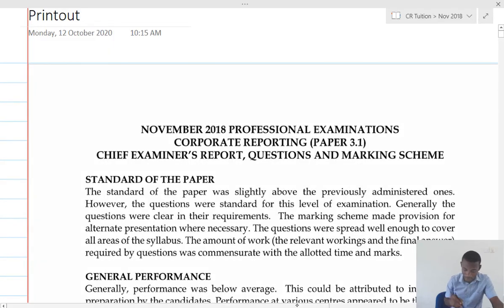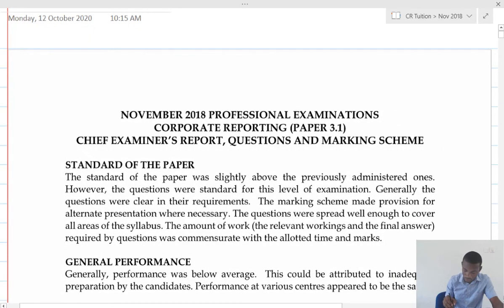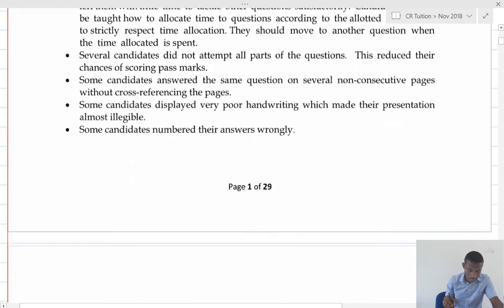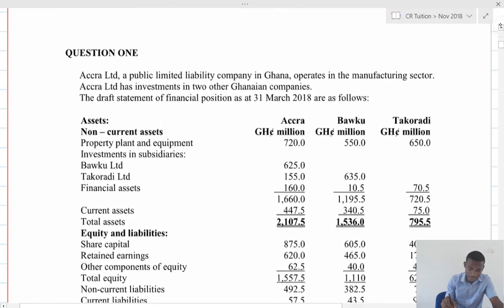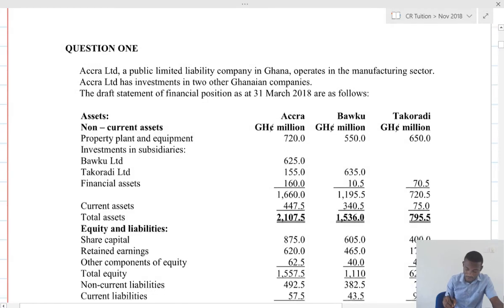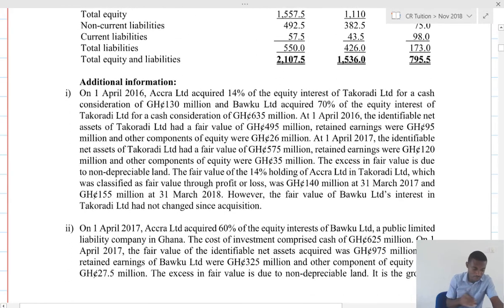Okay, quickly, let's go to the note. Let's go to note 1. So this is the question. We are not reading the details of the question. We're going to note 1. So this is note 1. We want to look at the group structure.